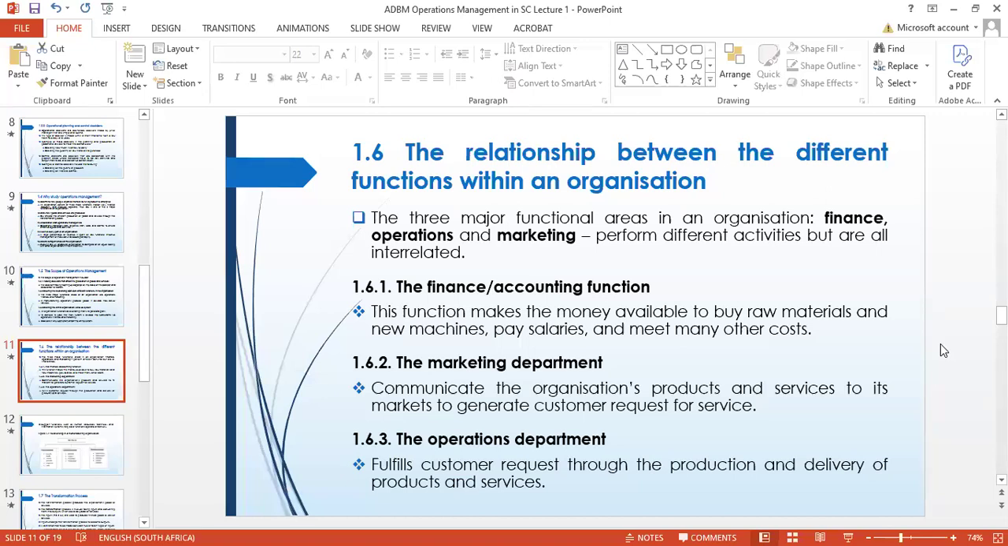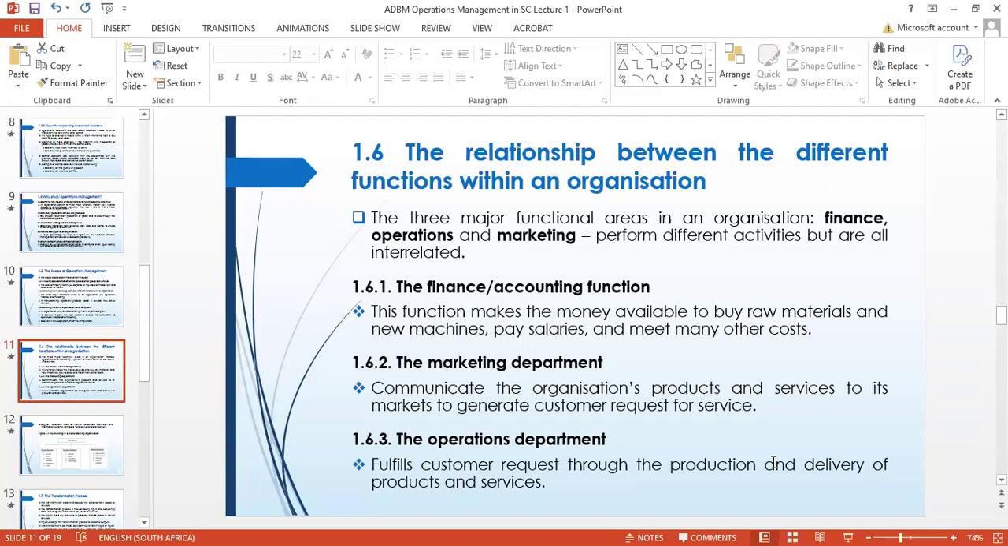The marketing department communicates what the organization has produced. This is communicated with the customers who are going to buy the product, who are going to use the service. If the production department, which is the operations department, produces and there is no communication between the organization and the customer, which is done by the marketing, then the products are not going to be bought. The services are not going to be bought by the clients or customers. So the marketing department is also very important in an organization.